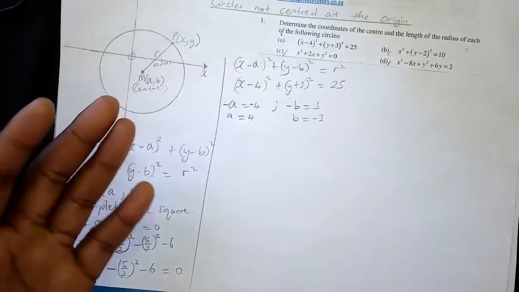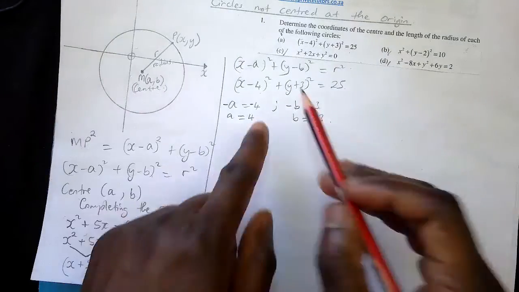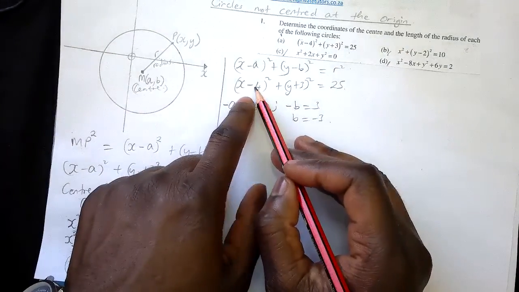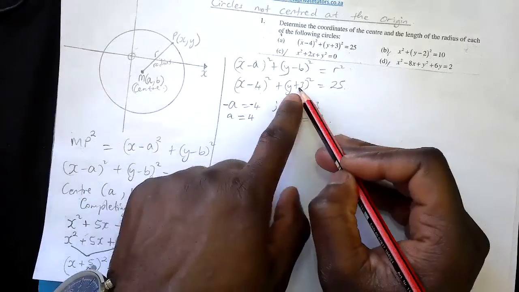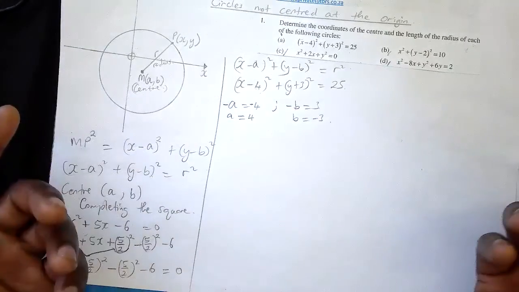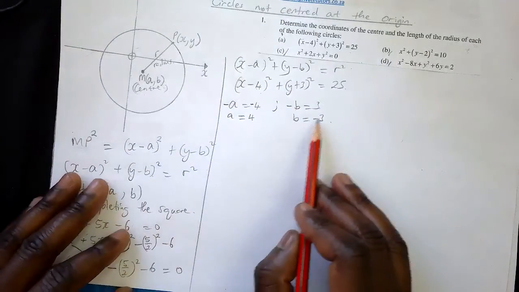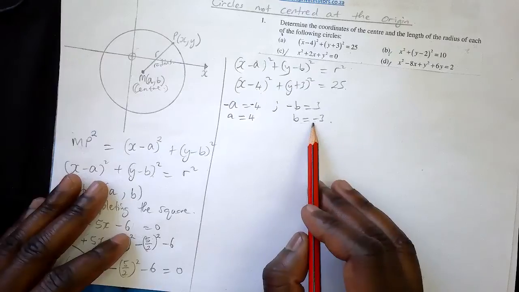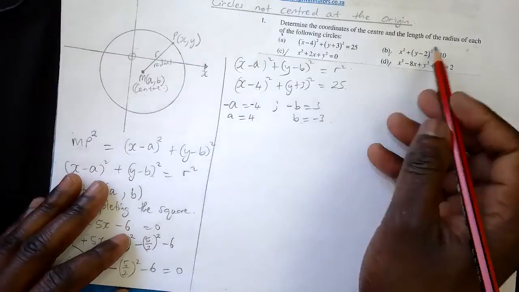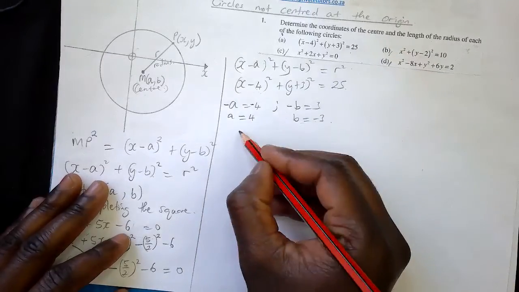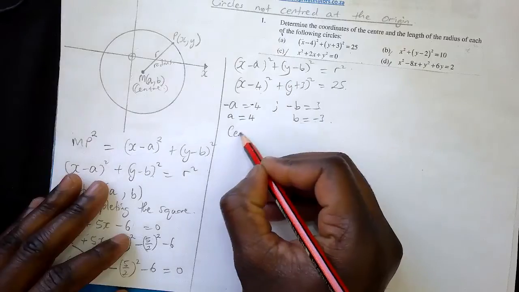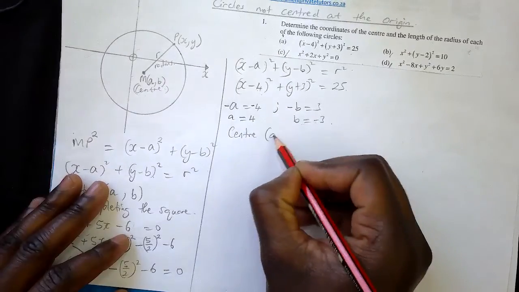So what we can just do here to find the coordinates of the center, you just interchange the signs. When it's negative here, you put it positive. When it's positive, you just put it as a negative. Okay, that's it. Now, what do we know now? That's what we have here. So the coordinate of the center will be equal to, remember, the center is (A, B).